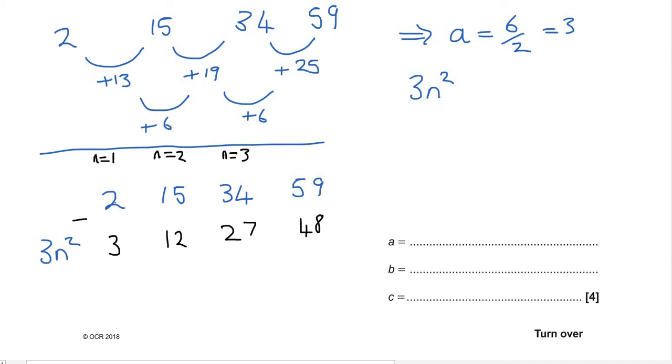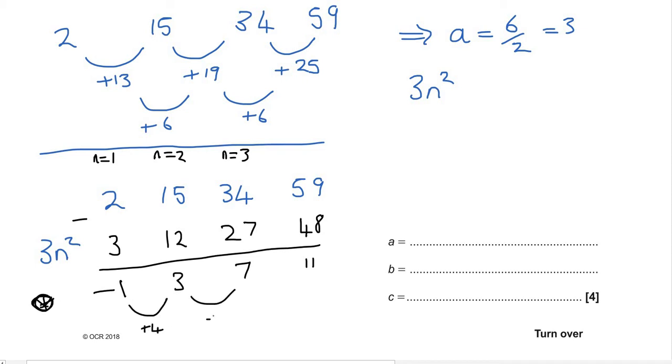Okay, now what do we do? We take away this 3n squared from our sequence, and we get -1, 3, 7, and 11. Now you should spot that this sequence here is linear. So each term differs by 4. And this tells us that b is 4.